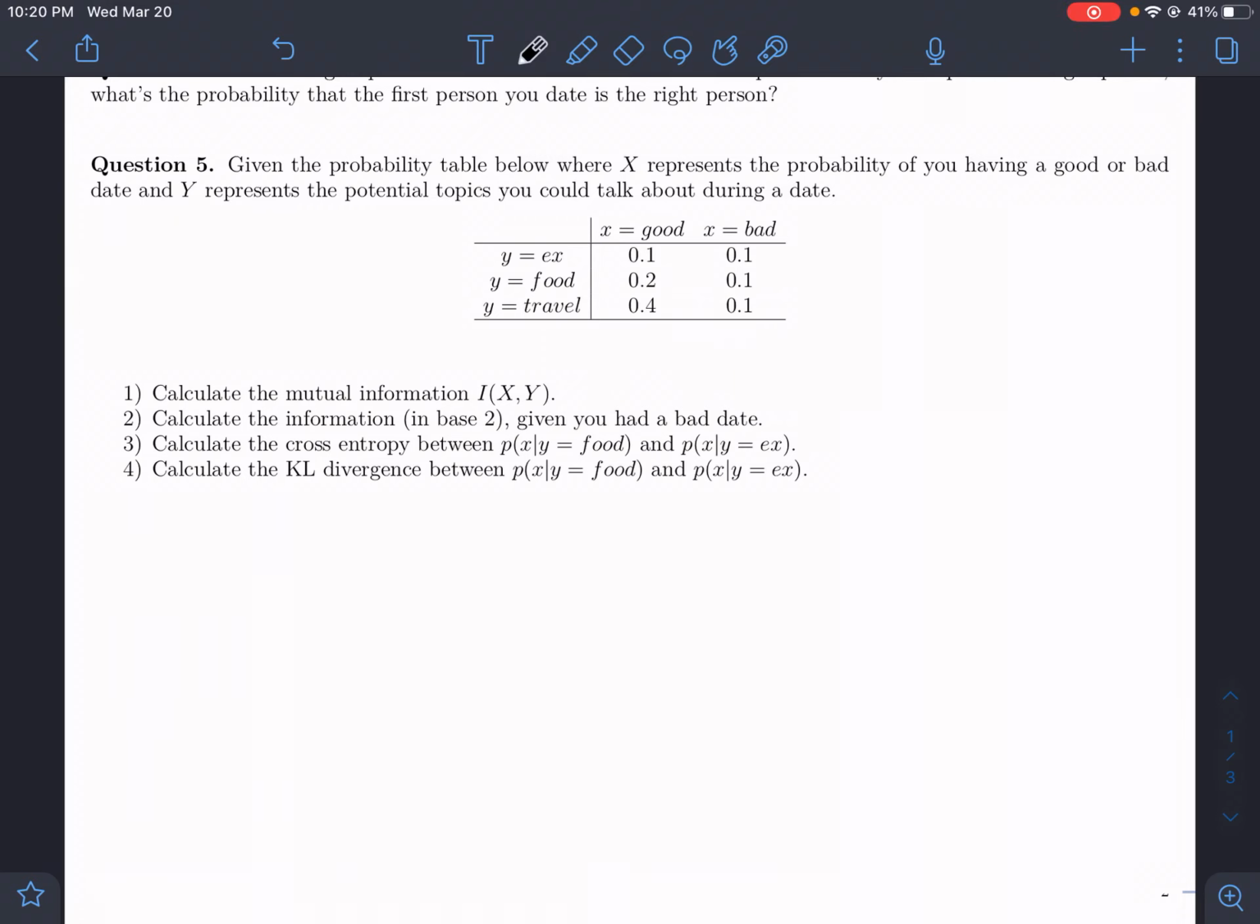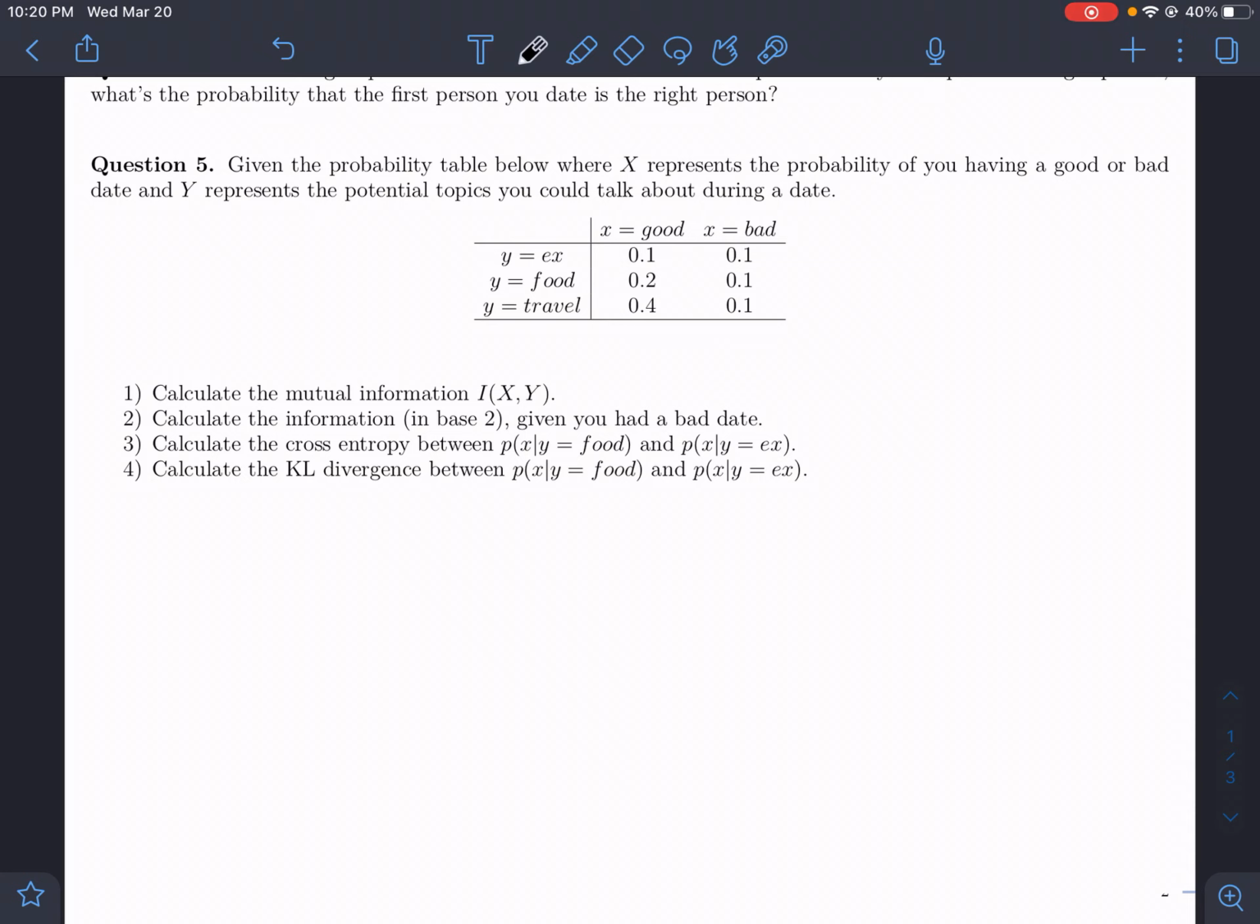Hello. In this video, I'm going to be going over question 5, part 1. And I'm also, in the first half of the video, going to be going over a lot of information theory that the professor and I both think is critical to know in order to stay up with the course. And it's also going to be very important to know for the test.